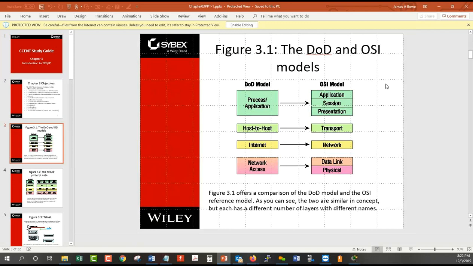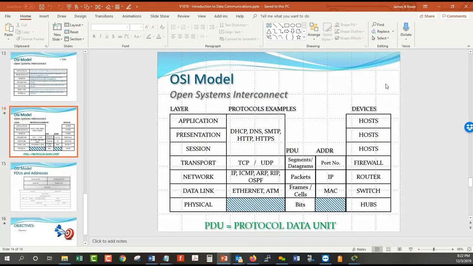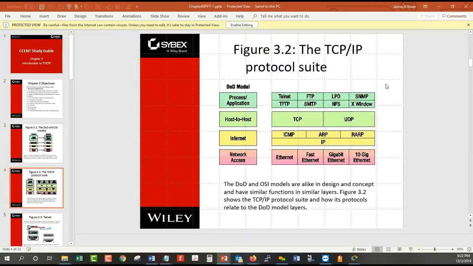Again, we talked about the DoD versus the OSI model. And again, this upper layer, which consists of the application, session and presentation layers, is often referred to as the application layer. Transport, host to host, network, the internet layer, and then finally the network access layer is the data link or physical. And again, all of this is tied back into this thing here. So if you study this, you'll be in pretty good shape.